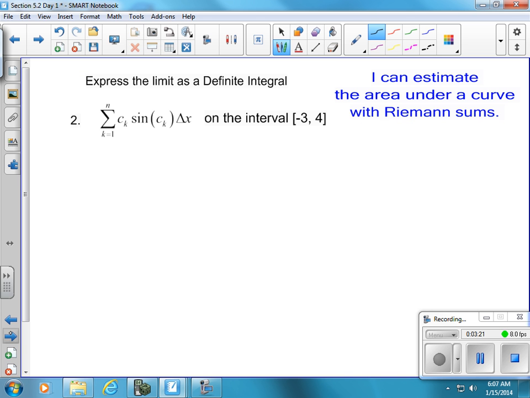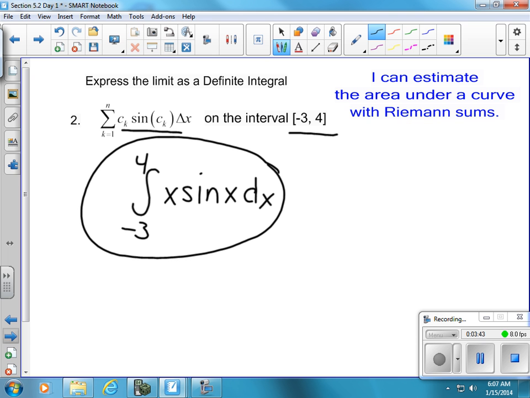Here's one more example like this. This time we're going from -3 to 4. And here is our function, c_k, which just means an x, and sine of x, dx. Okay, that's it. Let's not make it harder than it is.